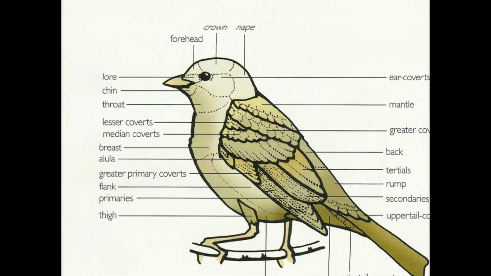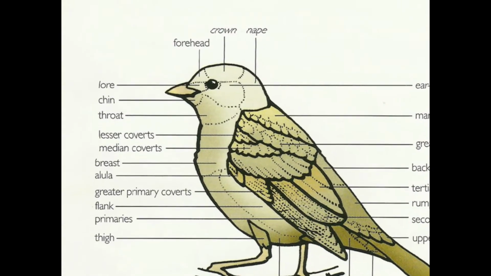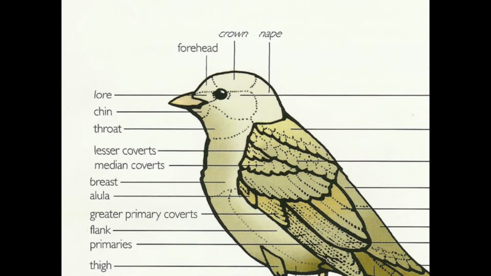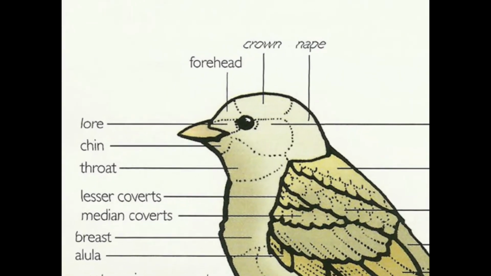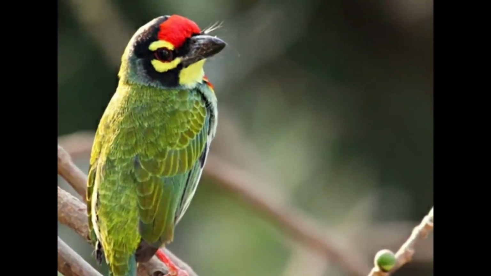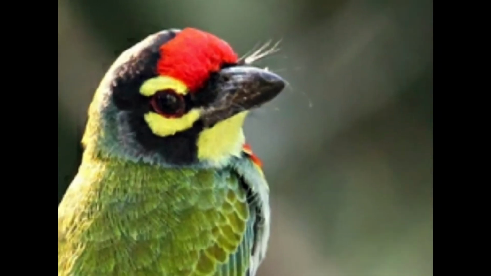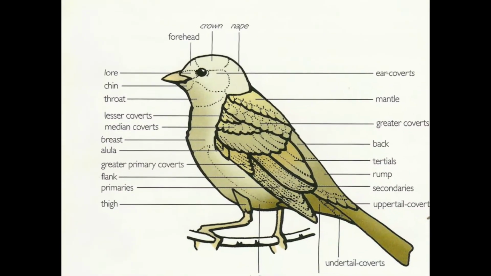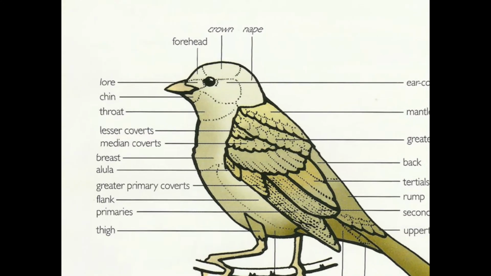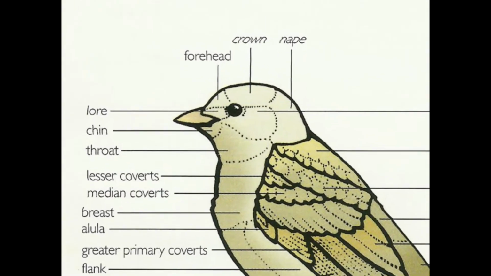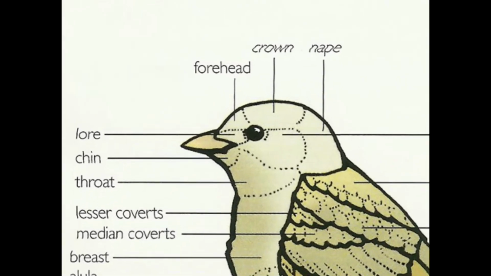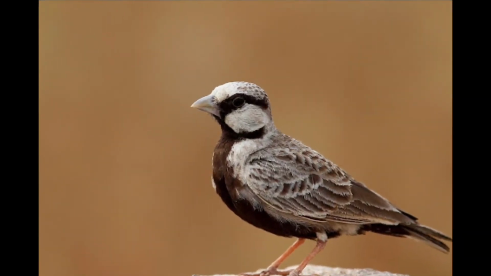Like humans, birds also have a forehead region, from the base of the upper mandible to approximately above the middle of the eyes. For example, we can see the red color on the forehead of the coppersmith barbet. After the forehead, next is the crown region, from the forehead to the beginning of the cervical vertebrae of the neck. We can easily distinguish the ashy color crown on the ashy-crowned sparrowlark.